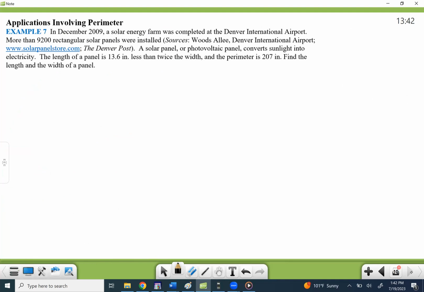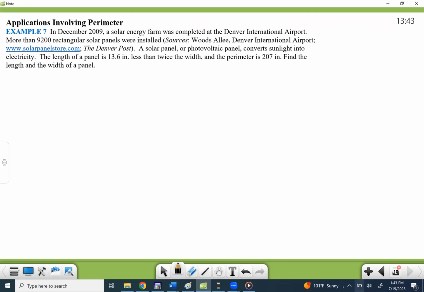Example 7. In December 2009, a solar energy farm was completed at the Denver International Airport. More than 9,200 rectangular solar panels were installed. A solar panel or photovoltaic panel converts sunlight into electricity. The length of a panel is 13.6 inches less than twice the width. And the perimeter is 207. Find the length and the width of a panel.